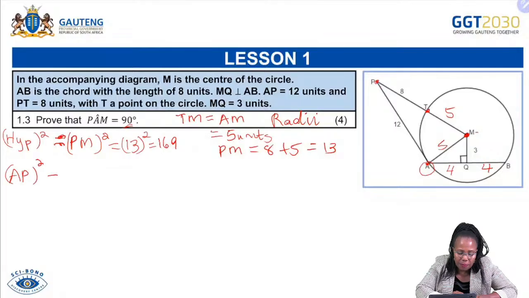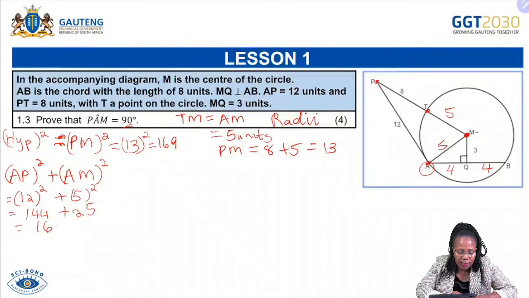If we can square AP and add it to AM squared, and this gives us the same value as 169, that means this is a 90 degree triangle. How much is AP? That is 12 squared plus AM, which is 5 squared. 12 squared is 144, and 5 squared is 25. And then 144 plus 25 is 169.